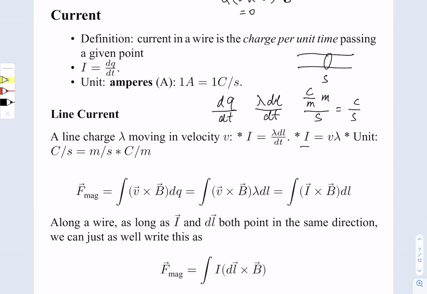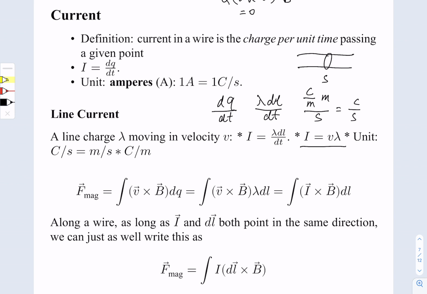Now for this dl dt, you can combine it into the velocity. That's why this current can be simply re-expressed as v times the line charge. So whenever you see a line charge that's moving, you can already determine the current simply by using v times lambda.